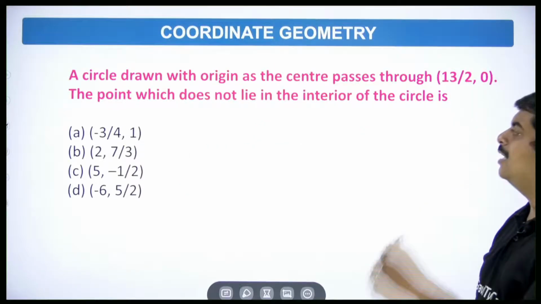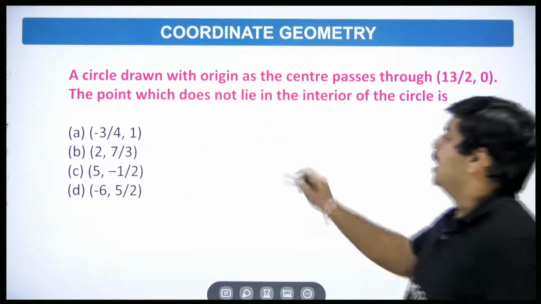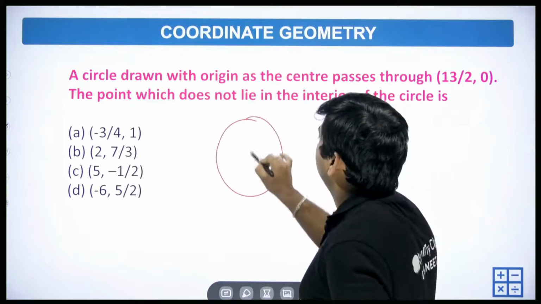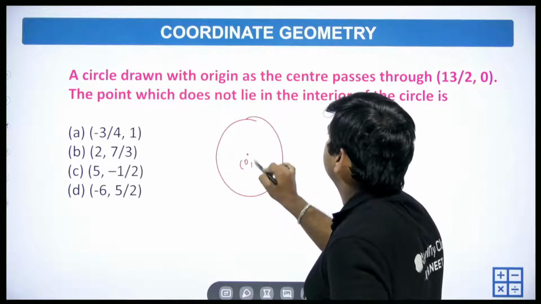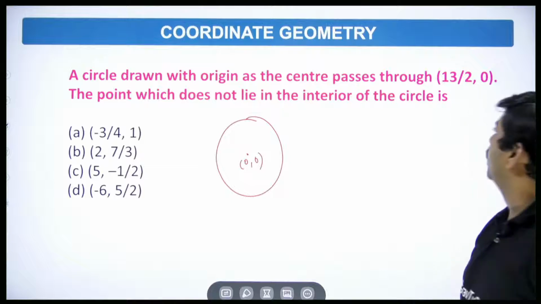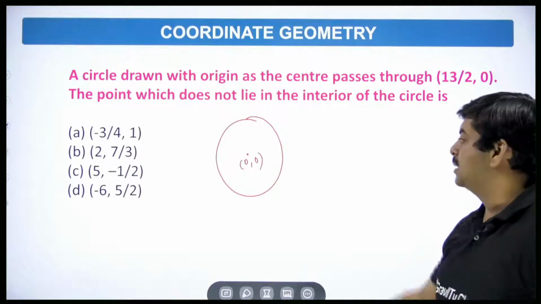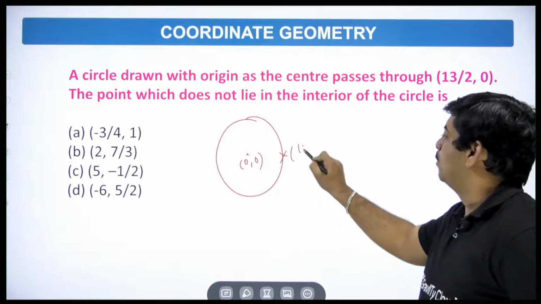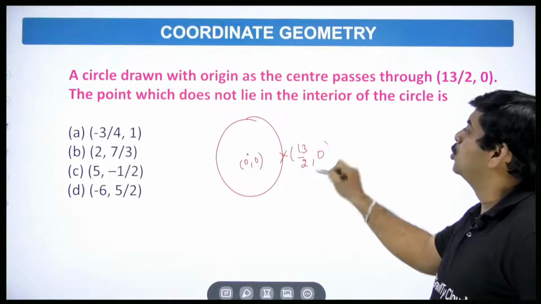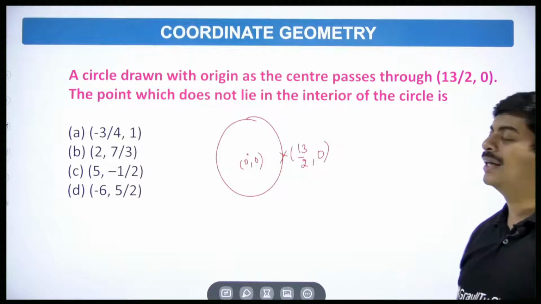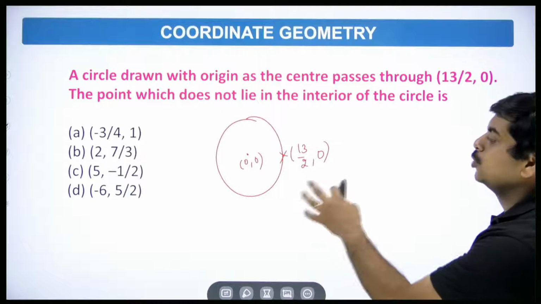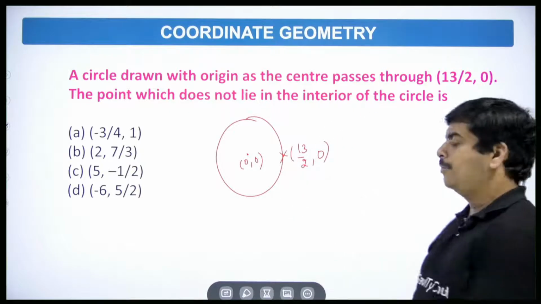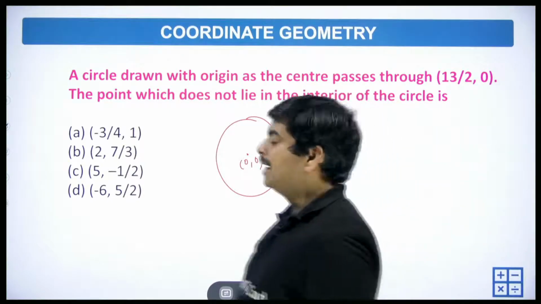The next one: a circle drawn with origin as a center passes through (13 by 2, 0). The point which does not lie in the interior of the circle is. So what do you mean by the interior of the circle?